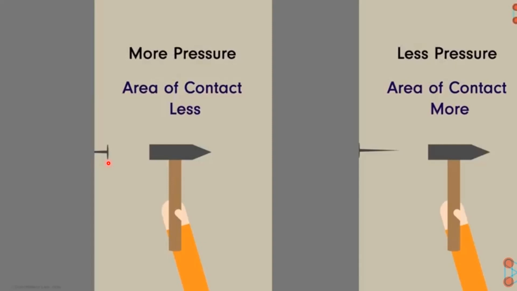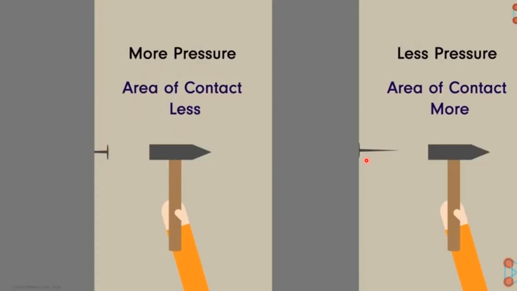it has a very small area compared to the flat surface. The flat surface area is more, whereas the tip is very small. When you hammer with the pointed tip, as it comes in contact with the wall, the area of contact is lesser and there will be more pressure.